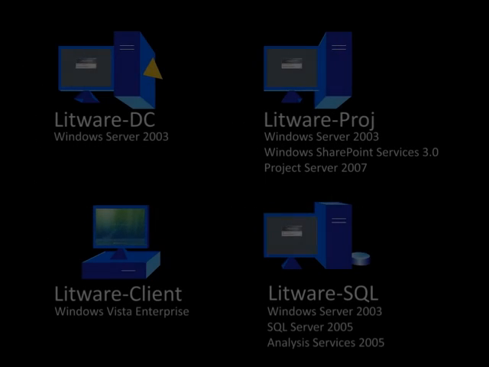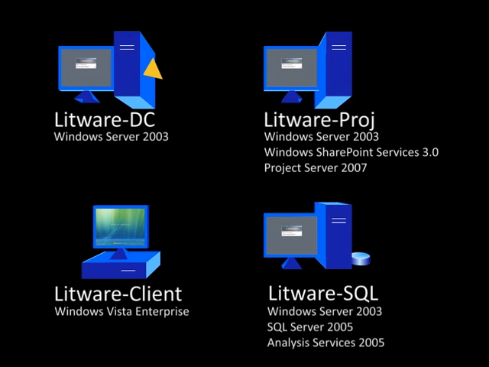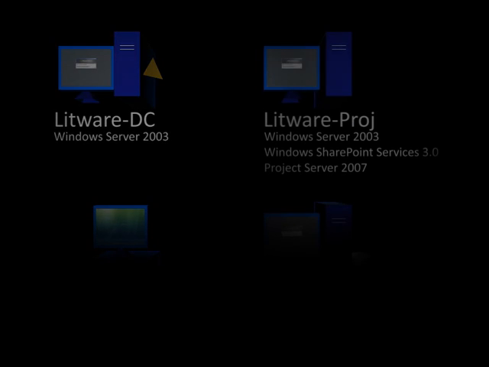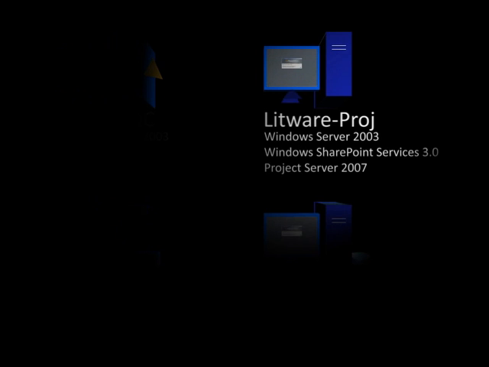Before we get started, let's take a quick look at the infrastructure that we'll be using for this demonstration. We have 4 computers. The first is Litware DC, and this is the domain controller for the litware.local domain. Now, we don't actually need access to the domain controller for anything in this demonstration, but our farm is on a domain. The second computer is Litware Proj, and in part 2 of this video series, we'll be installing the necessary prerequisites on this computer to get the Cube Building service working.